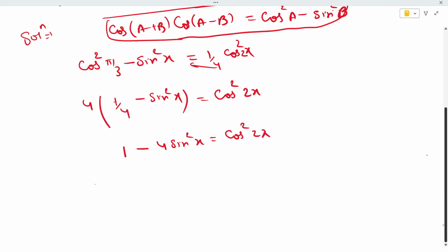Now look here, here the argument is x and here the argument is 2x. So whenever you are given a trigonometric equation, first you have to check whether the argument is the same or not. Try to make the arguments the same. So we can write sin²x in terms of cos 2x. We always know that 2 sin²x is 1 minus cos 2x. So substituting this formula, what we get?